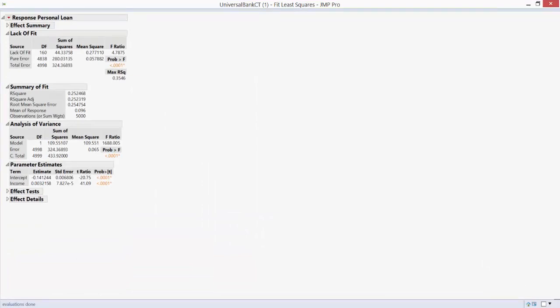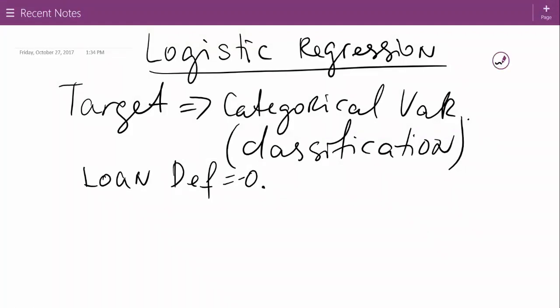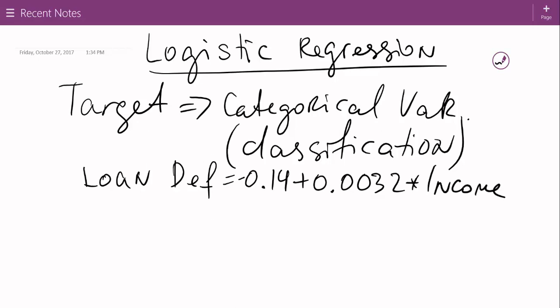Minus 0.14 plus 0.0032 times income. That's my model, right? Very simple model. The slope is positive, weirdly enough. That means the more income a person generates, what happens to the loan default? Is it getting close to 0 or close to 1, if the slope is positive? To 1. The more income, the higher the likelihood of being in default. That's a little counterintuitive, right?